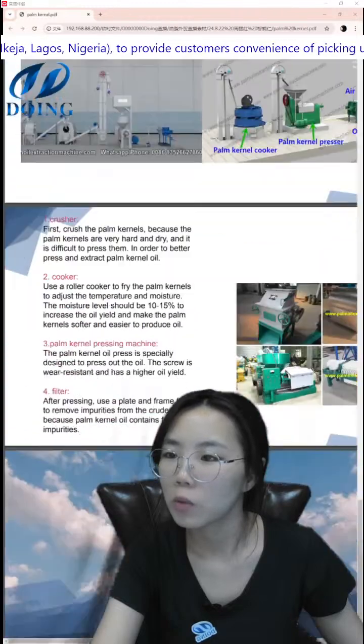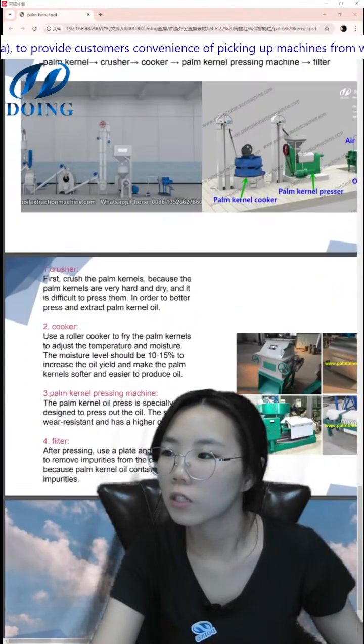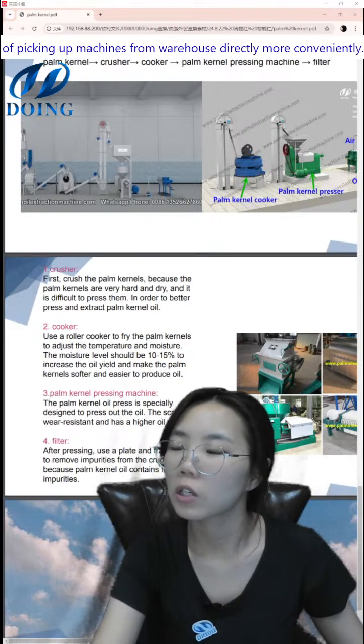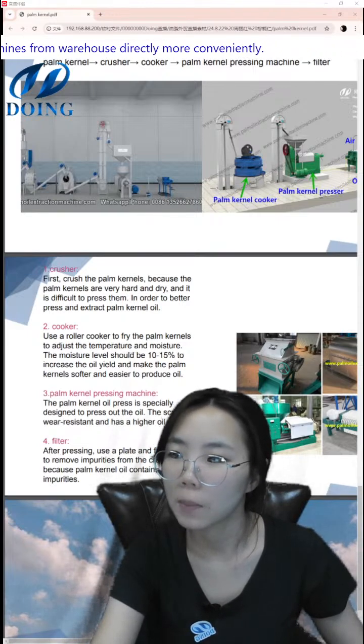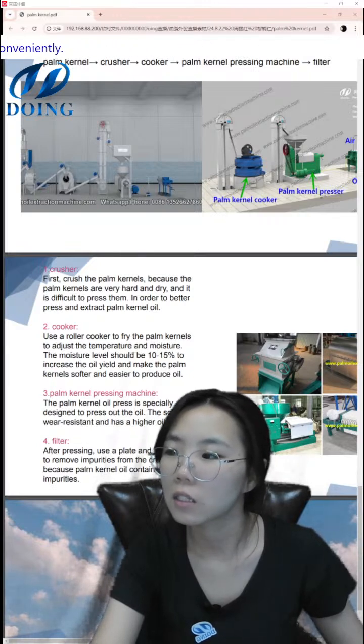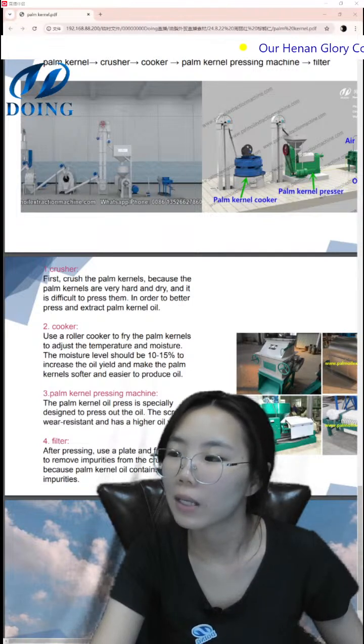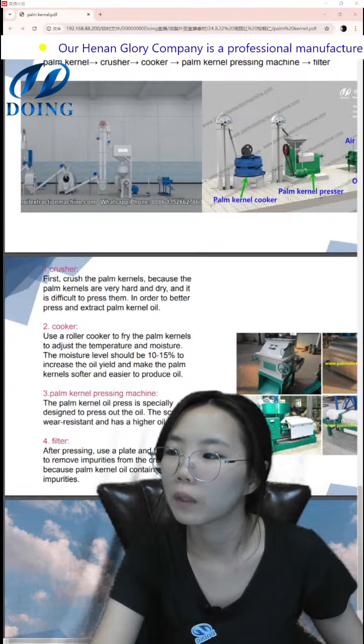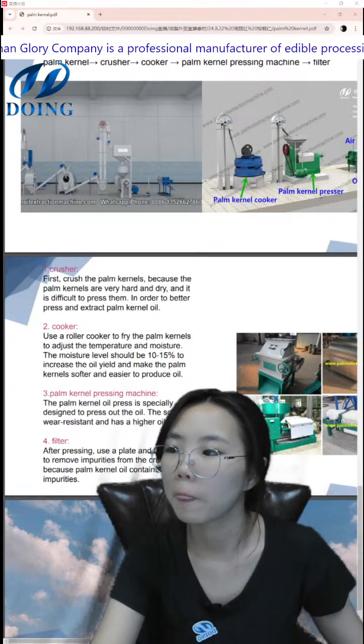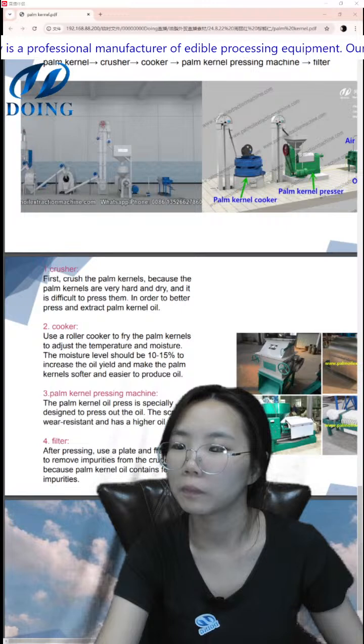Let me introduce the first machine, the crusher. Firstly, crush the palm kernels, because the palm kernels are very hard and dry, and it is difficult to press them. This is in order to better press and extract the palm kernel oil. And this is the crusher.